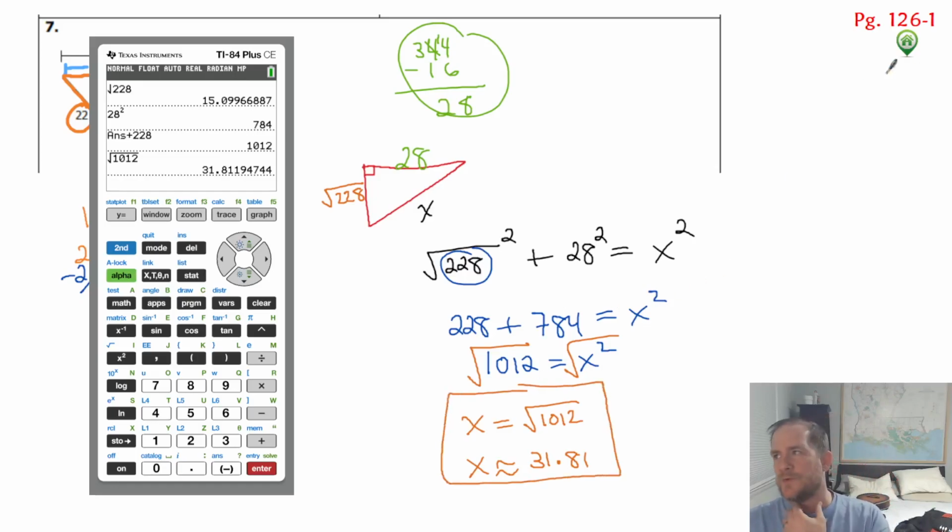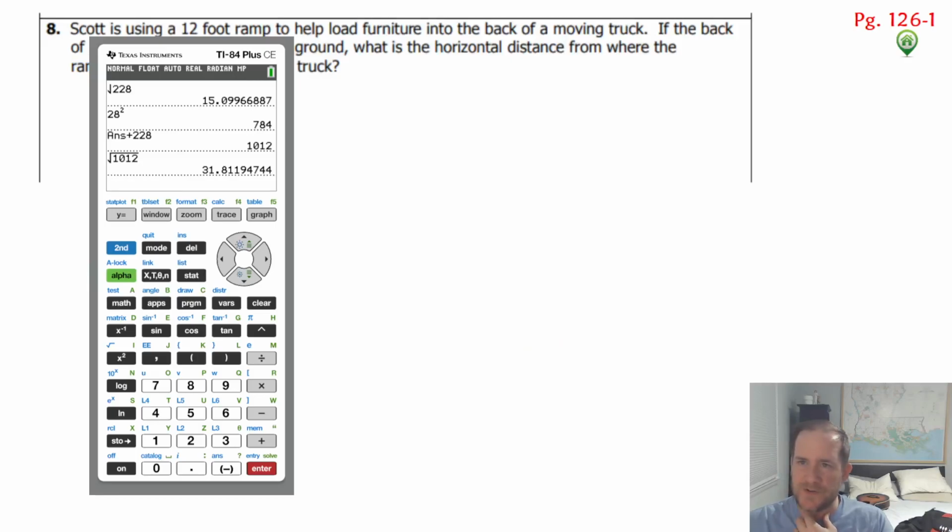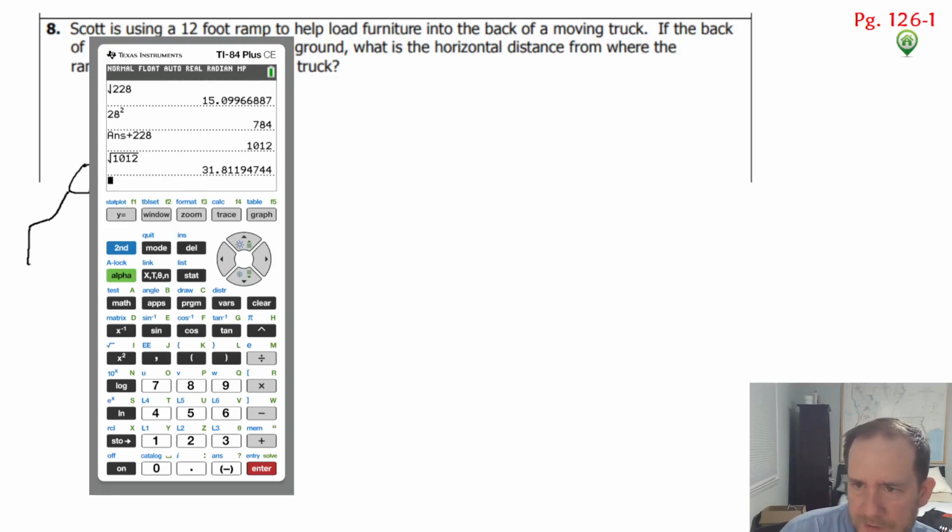All right, there's just the one question left, so let's finish it off. It says Scott is using a 12-foot ramp to help load furniture onto the back of a moving truck. Okay, moving truck. That probably looks something like this. Here's the top of the truck, and it comes down like that, and it's got a tire on it, and this has tires too, and this should probably be connected. Okay, great, there's my truck.